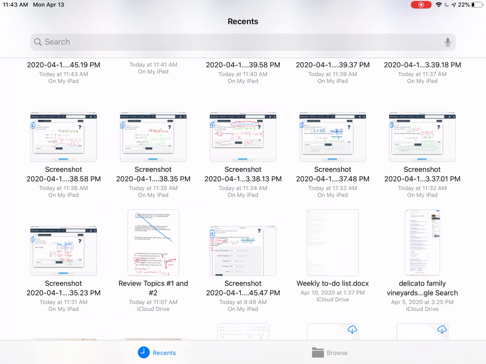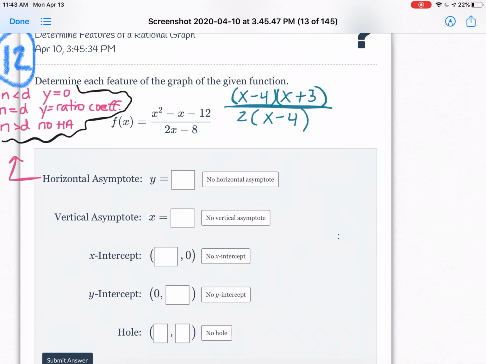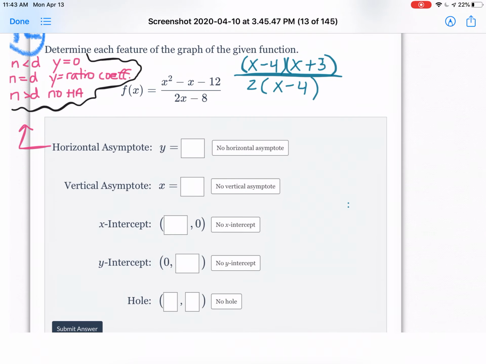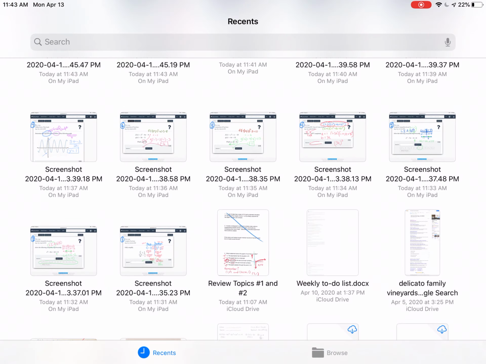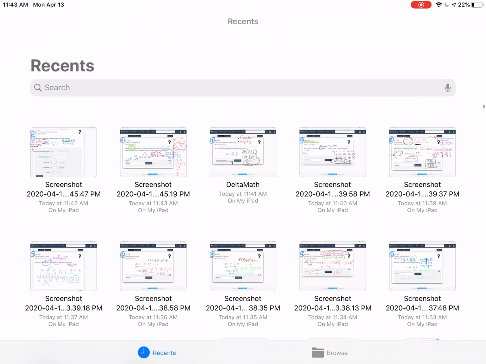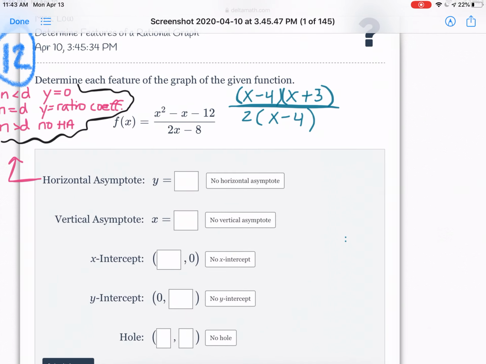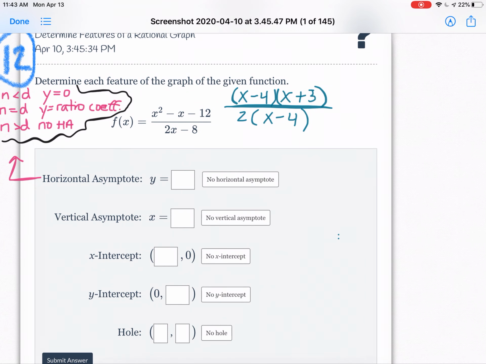All right, and we've got 12, the last one. All right, so I've got a whole bunch going on in this one. So let's see. Oh, shoot. Whoops. Where did it go? Oh, boy. Oh, there it is. Okay. So determine each feature. So there's a lot of things going on there, right? So you've got to get all of them right.